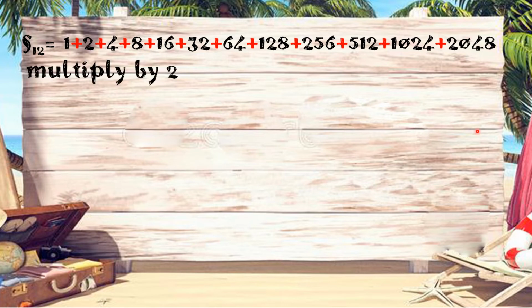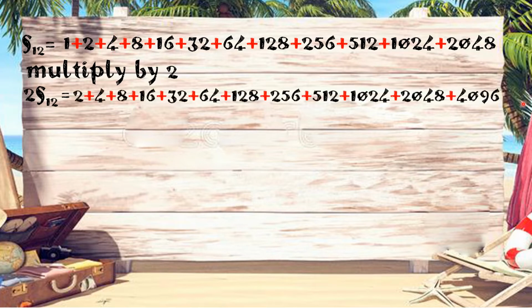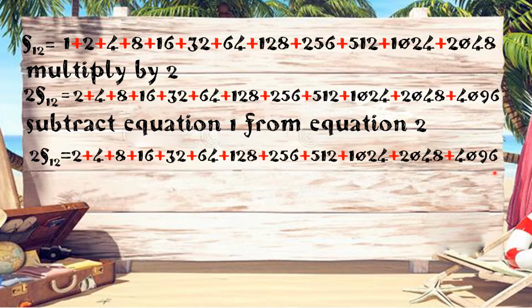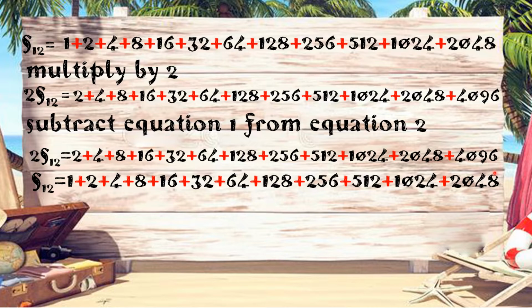And if we are going to multiply each one of them by 2, we have S sub 12 times 2 is 2S sub 12 equals, if we multiply 1 by 2, we have 2. 2 times 2 is 4, 4 times 2 is 8, 8 times 2 is 16, and so on until we have 2048 times 2, which is 4096. Let this be our equation 2. Now, let us subtract equation 1 from equation 2. So, we have this one minus equation 1.